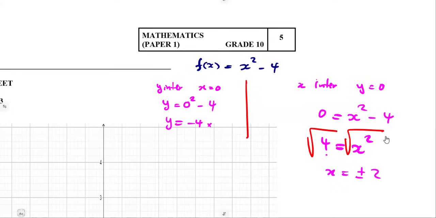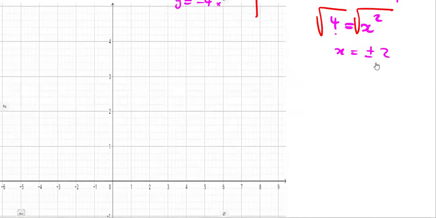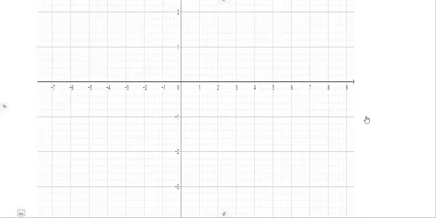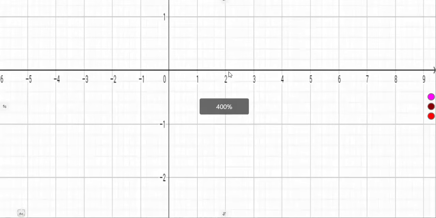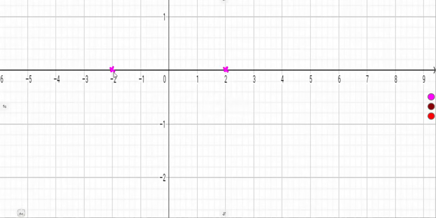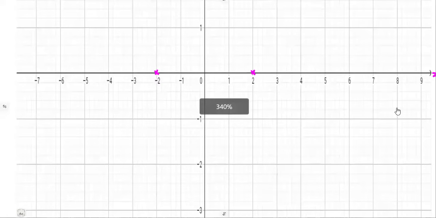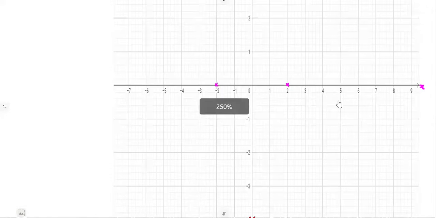Remember, there are two possible values of x. X can be positive 2 or x can be negative 2. Remember, these are the x values at positive 2 and at negative 2. This is our positive 2 here, and this is our negative 2. With this information, it is enough for us to sketch our graph.